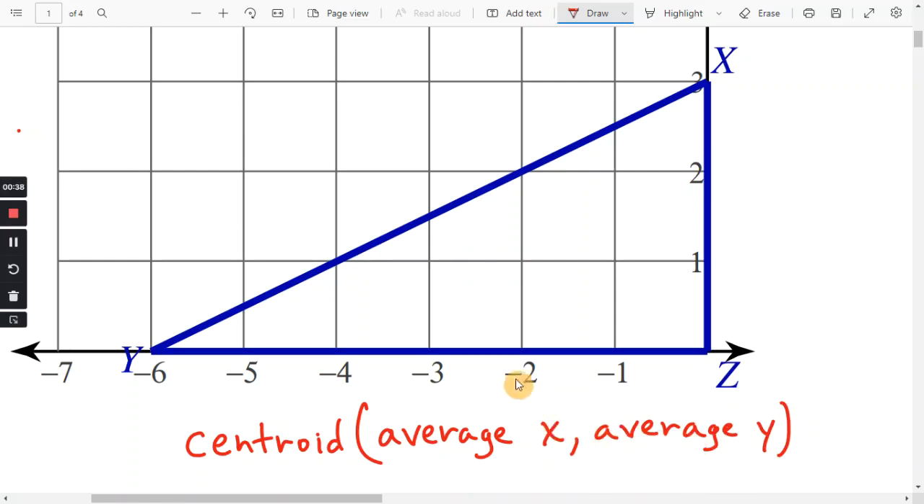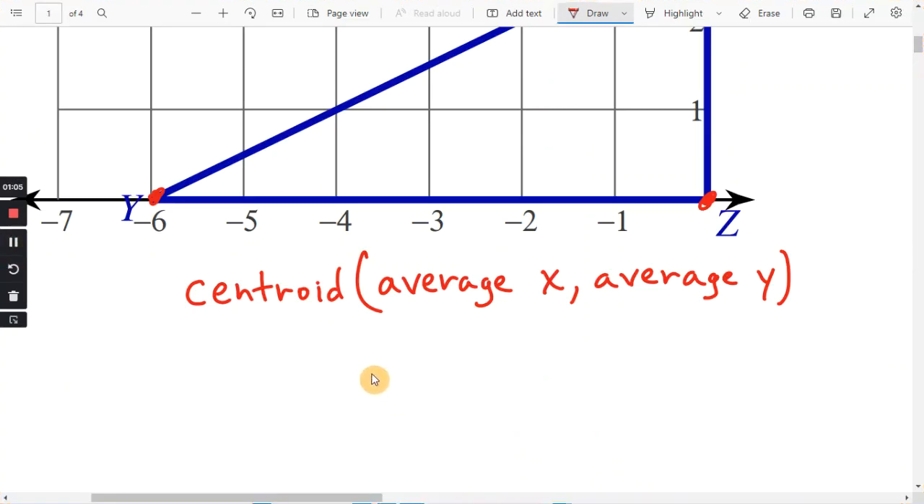So we're only going to do a few of these problems. We're not going to do all of them. But the average x, we're looking at the vertices or the points of the triangle. So in this case, we would use the coordinates for those points. You get all the x coordinates, you find the average x, you get all the y coordinates, and you find the average y.